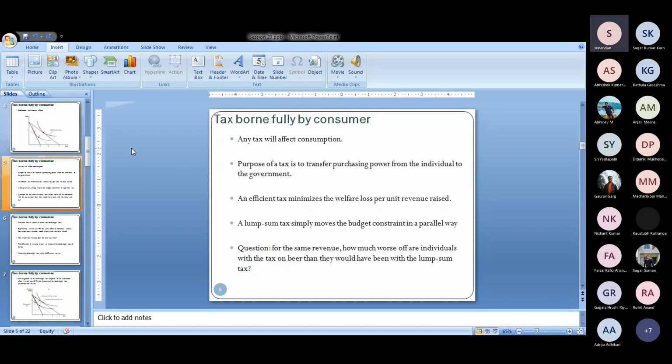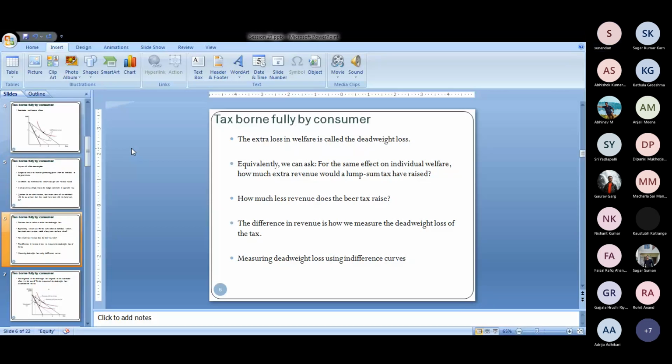So the question is, for the same revenue that the government earns, how much more worse off are these individuals when you have a commodity tax as benchmarked with a lump sum tax? Because this extra loss is what we call the deadweight loss.